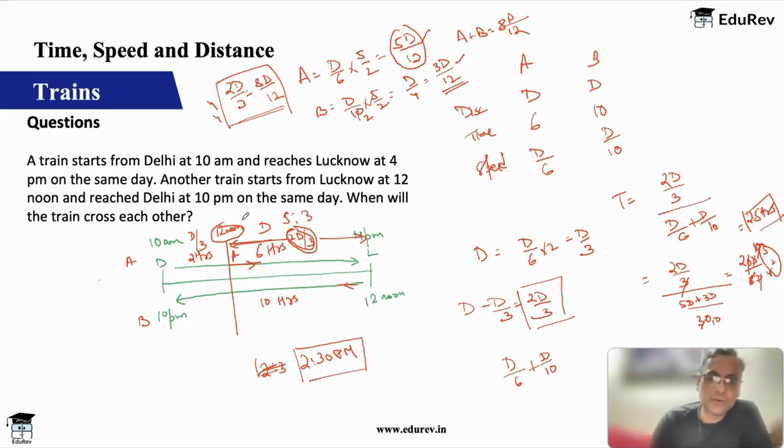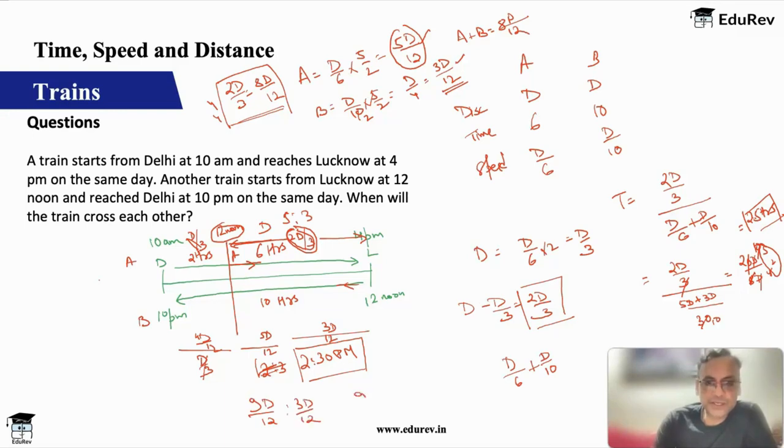Okay. And A had already covered d by 3 first. D by 3 also, if I convert this into the same ratio 12. So basically now 3 parts. First part is d by 3. Second part is 5d by 12. And third part is 3d by 12. Okay, this d by 3 also, I can say this is 4d by 12. So 4 plus 5, 9d by 12 is covered by A, and 3d by 12 is covered by B.